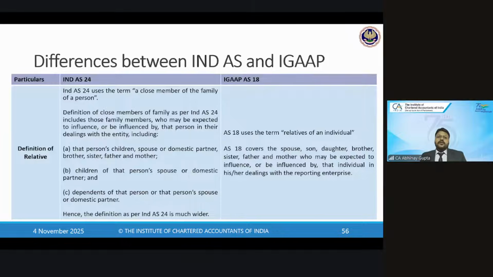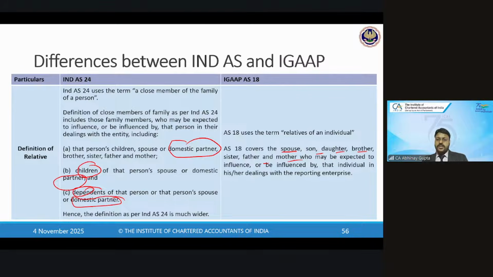Okay. What are the key differences between Ind AS 24 and Ind AS 18? So first of all, the definition of relative, right? Under Indian GAAP, what was covered? The person himself, the spouse, the son, the daughter, the brother, the sister, the father, the mother, right? But here, what else is covered? The domestic partner is covered, right? And the children of that domestic partner are covered, and the dependents of that domestic partner are covered. First of all, domestic partner, children of domestic partner, and dependents of domestic partner.